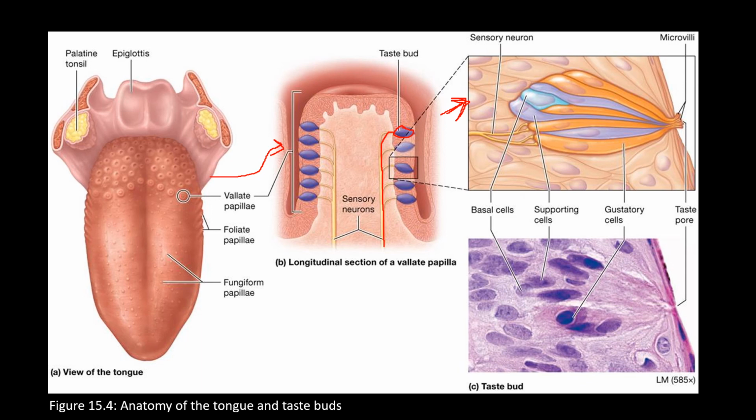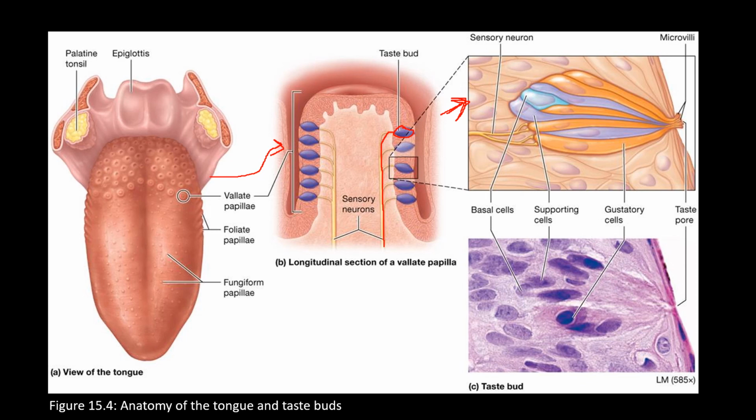And so these sensory neurons then carry taste stimuli to the CNS through either the facial nerve, the glossopharyngeal nerve, or the vagus nerve. So those are cranial nerves 7, 9, or 10. And typically a taste bud is going to have approximately 100 of these gustatory cells.